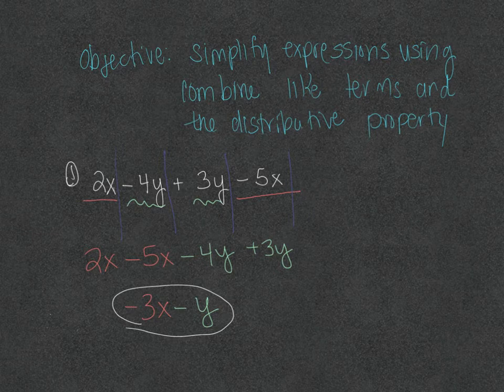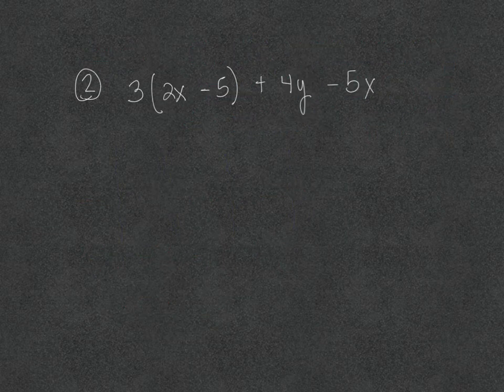So let's look at our next problem. And as I read it aloud, you go ahead and write it down. So it's 3 times the quantity 2x minus 5, plus 4y minus 5x. If you need to pause the video to complete writing it down, please go ahead and do so.